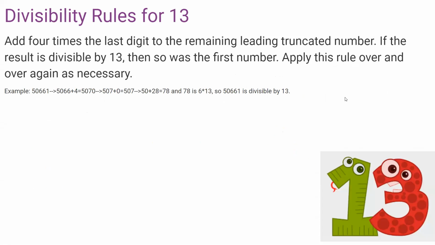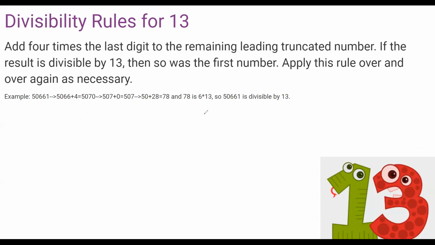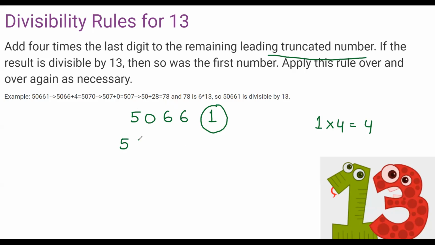Divisibility rule of 13, yet another prime number which comes up every time in the exams. And here the rule is very simple. So suppose you have any number, 50661. Take the last digit, multiply it by 4. So 1 times 4 is 4. Add 4 times the last digit to the remaining leading truncated number. So the remaining number is now 5066. So you add here. So how much did you get? 5070.